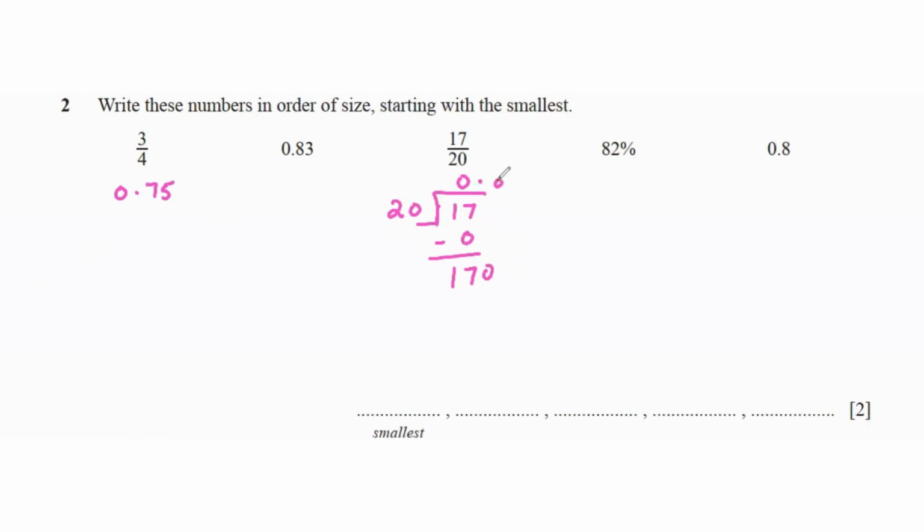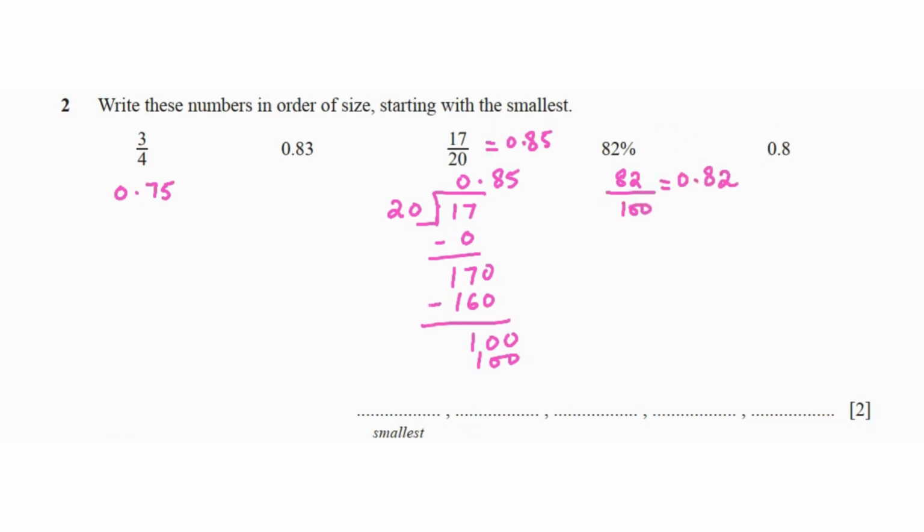20 times 8 is 160. Remainder 10. Add a 0 again. And 20 times 5 is 100. So 17 over 20 is equal to 0.85. 82% can be rewritten as 82 over 100, which, as we did earlier, would be 0.82.